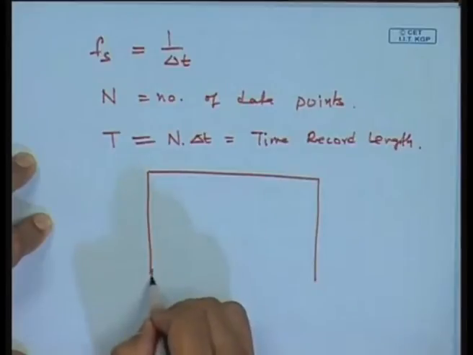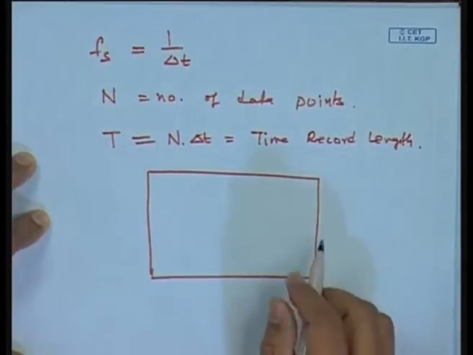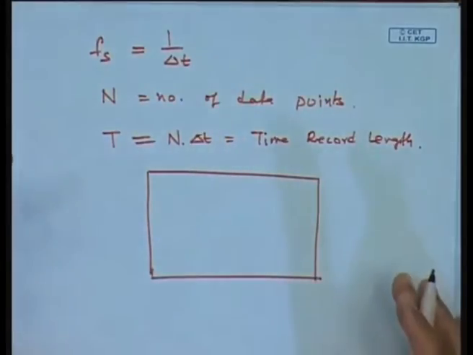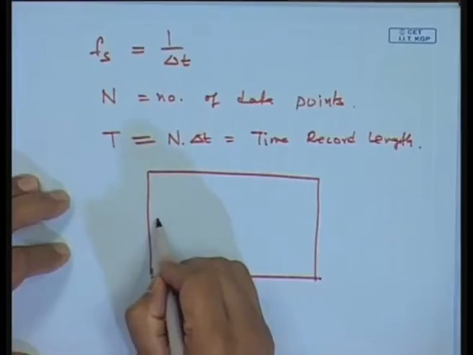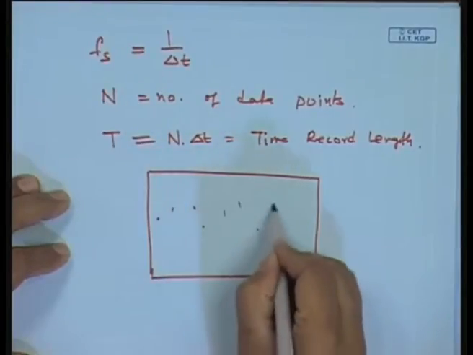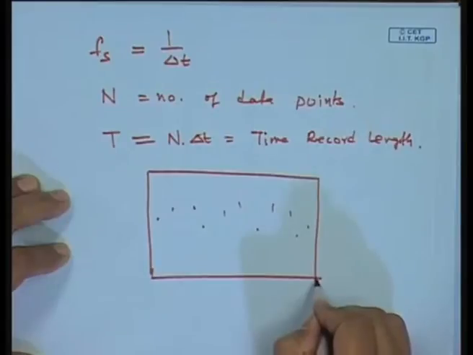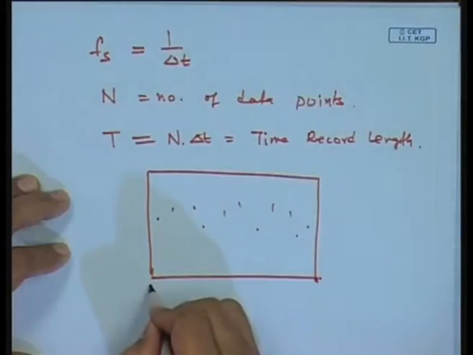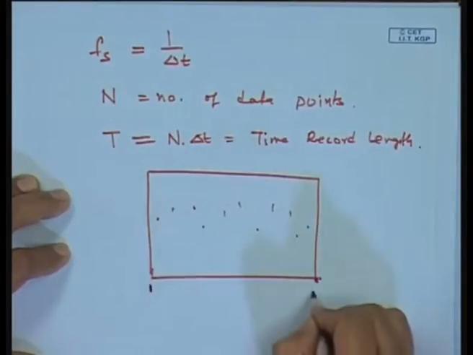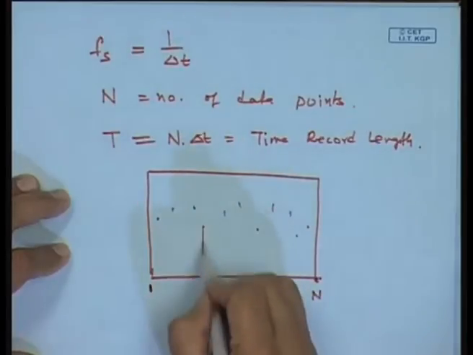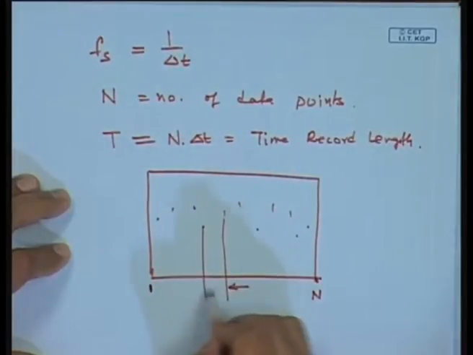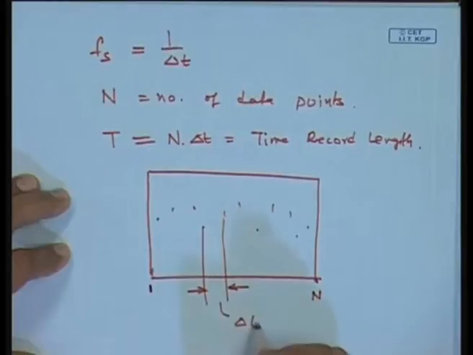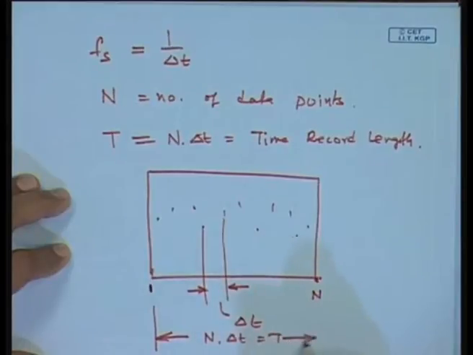Because I have to do FFT on a block of sample data. So, this is my block of sample data. Maybe I can start with 1 and n, and the distance between them is delta t. Total time here is n times delta t, equal to T. This is in the time domain.